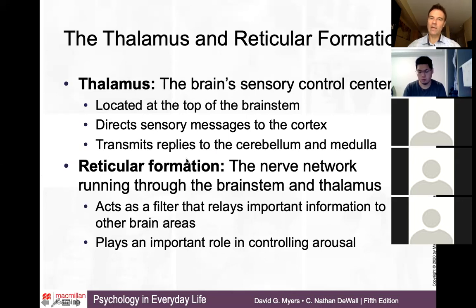It transmits replies to the cerebellum and medulla. That is important. The cerebellum is located in the back of your brain, and it's responsible for various functions. But one of the main functions is to maintain bodily balance.